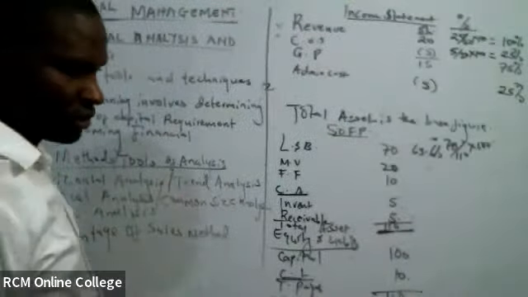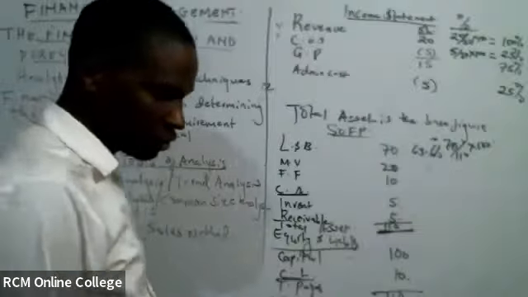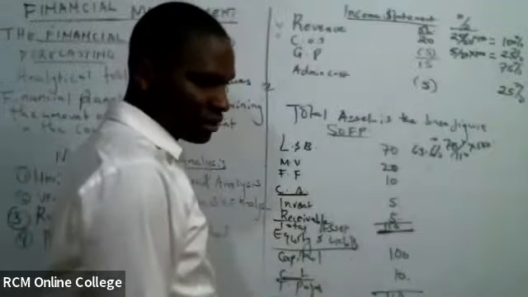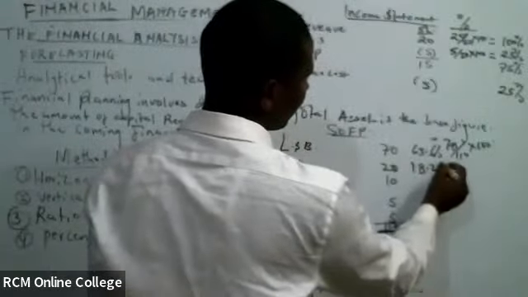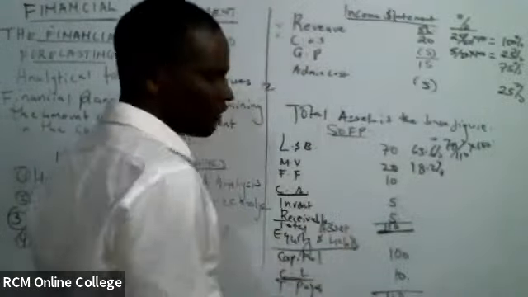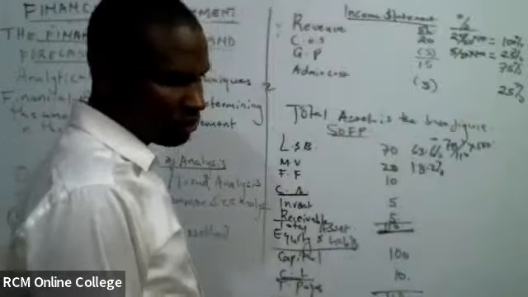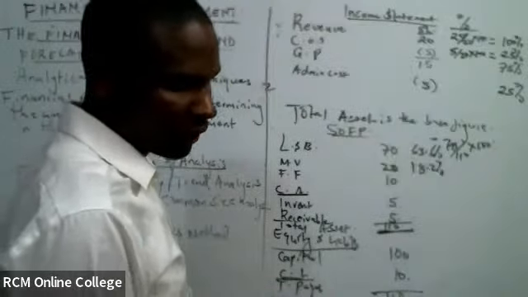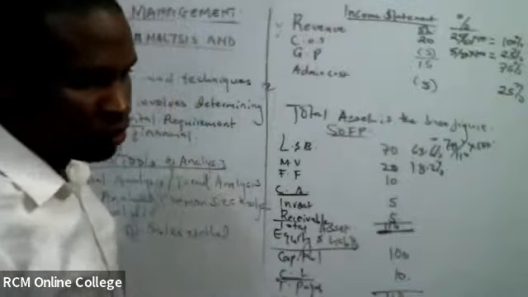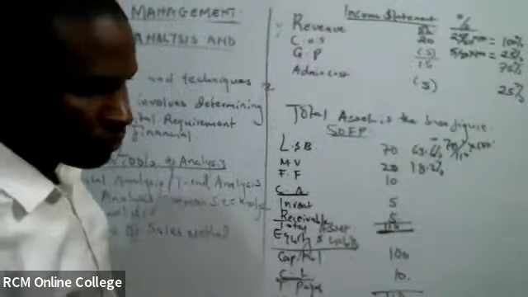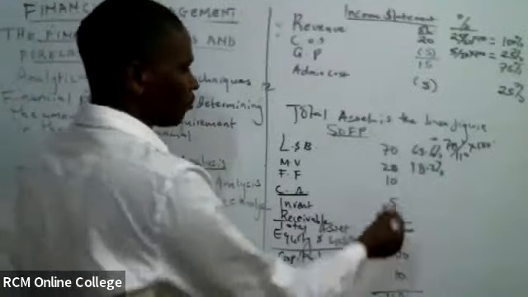Let's do it very fast. Motor vehicle, it's good that we understand it from this point. 18.2. The next one, furniture and fitting. How much? It will be 10 out of 110 times 100. It's not a big thing. 9.09.